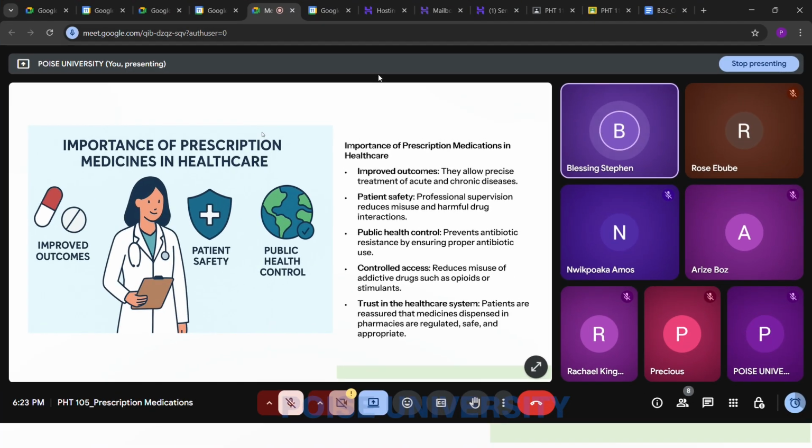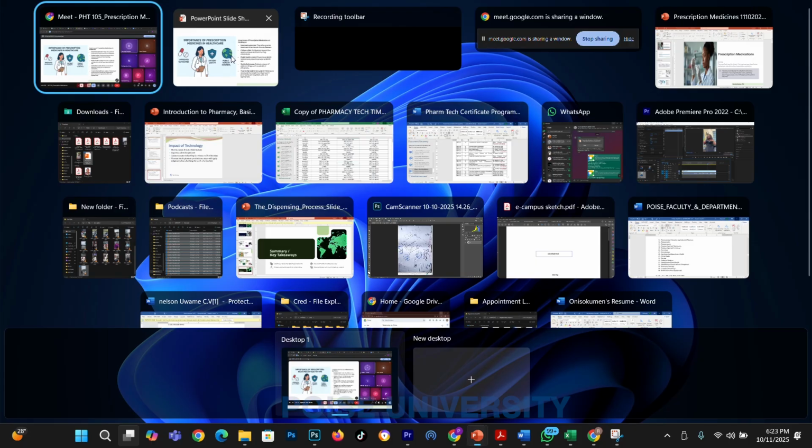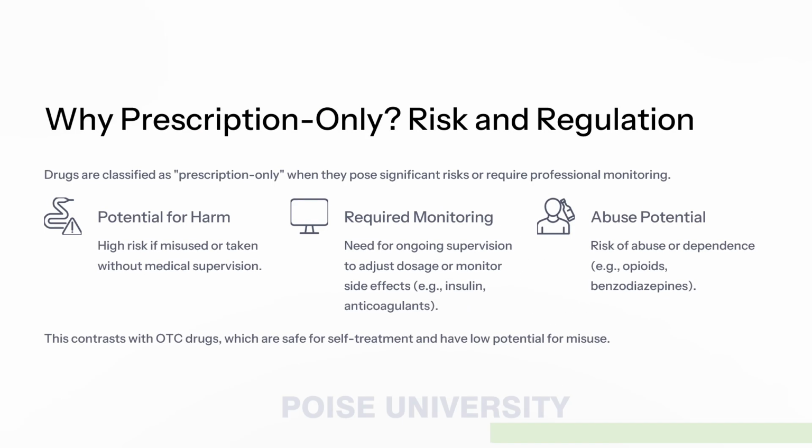Okay, so remember, why are prescription medicines important in a healthcare setting? We want to improve outcomes and patient safety, and it's used in public health, for public health control. Okay, so let's go to the next slide.